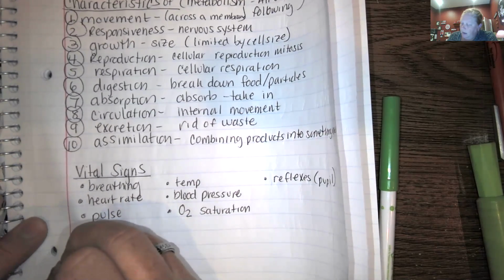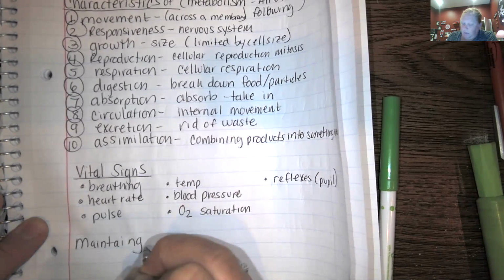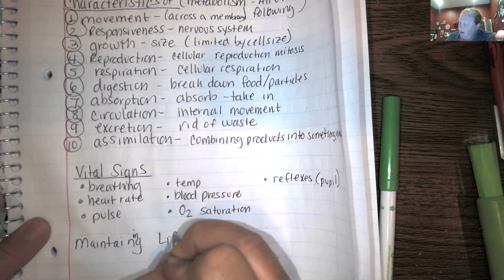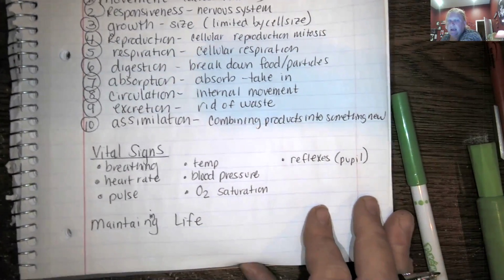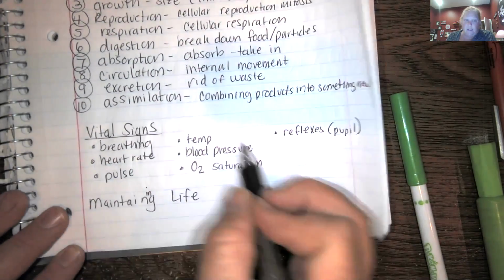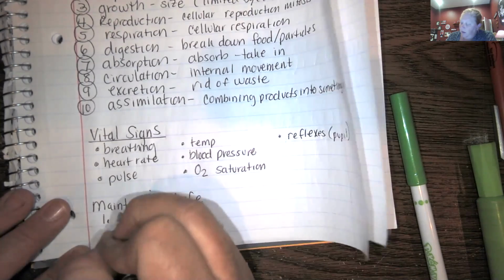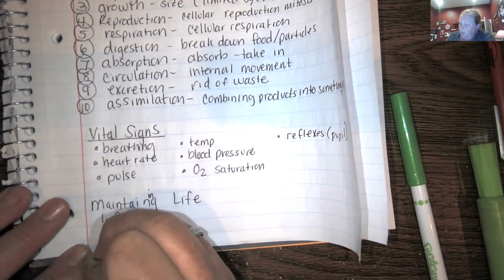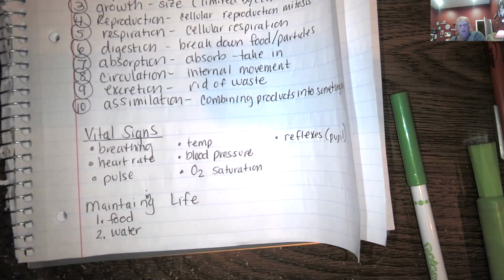Okay, now with all these vital signs, how about I actually spell this? ING, maintaining life. Let's focus on maintaining life, okay? So what does somebody need to maintain life that we just talked about here? Well, one of the first things you probably think about is food, okay? But more important than that, you gotta have water. You can live longer without food, but you can't live without water.